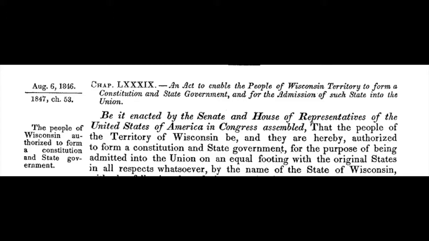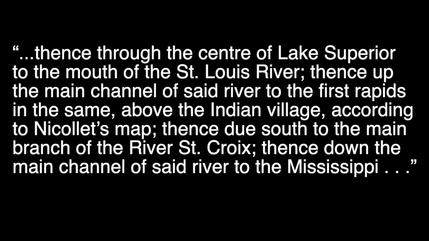In the act, Congress established the western boundary of the state with the following description. Thence through the center of Lake Superior to the mouth of the St. Louis River, thence up the main channel of said river to the first rapids in the same, above the Indian village according to Nicolet's map, thence due south to the main branch of the river St. Croix, thence down the main channel of said river to the Mississippi.